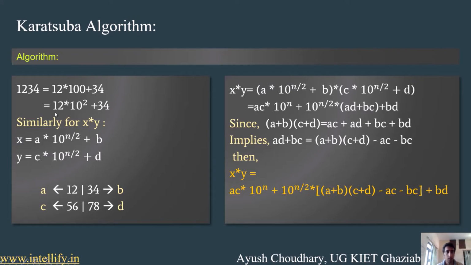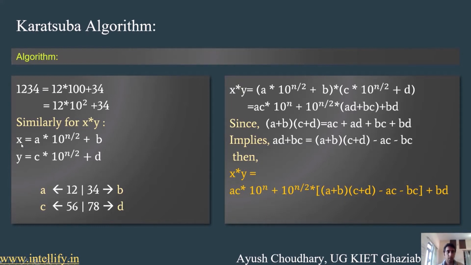This is the same number 1, 2, 3, 4, right? And 12 into 10 power 2 plus 34. So similarly, any number can be written in this way. What is the 10 to the power 2 representing here? It is 2. The power 2 here is the length of the number divided by 2. That is half of the length of the number, right?